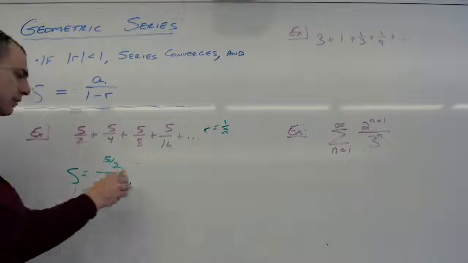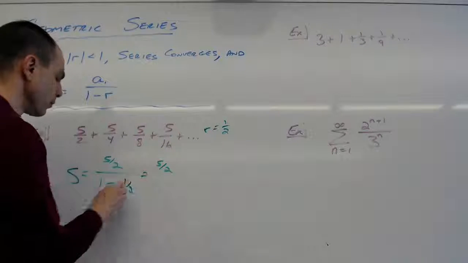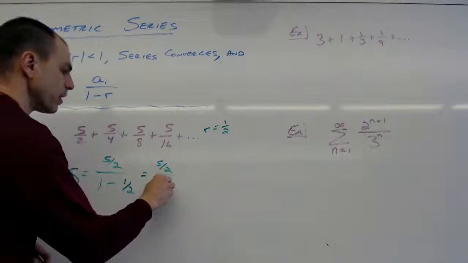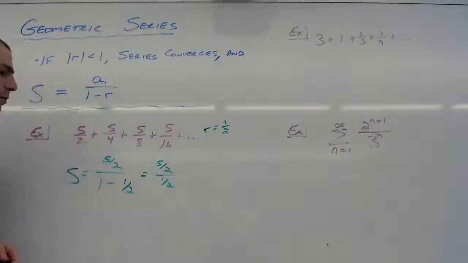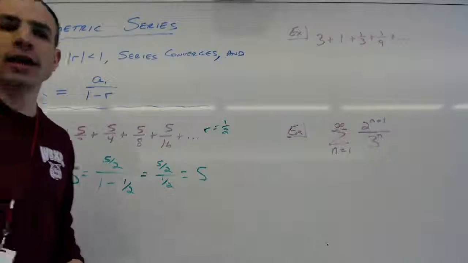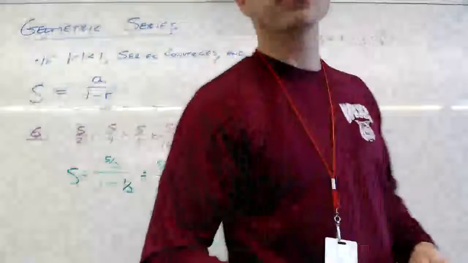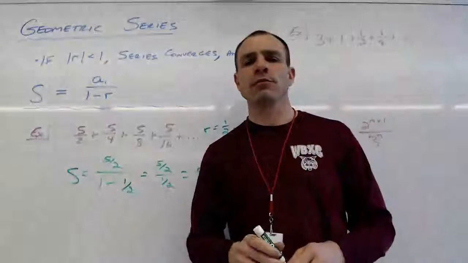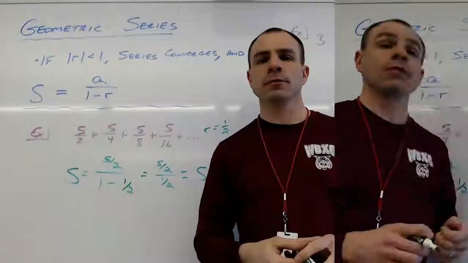So what does that leave us with? Well, we've got 5 halves in the numerator. 1 minus a half is 1 half in the denominator. So it looks to me like that will simplify to just 5. And that is answer D. That's our fourth option there on the notes.